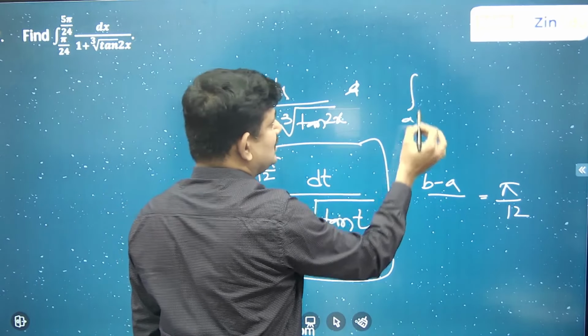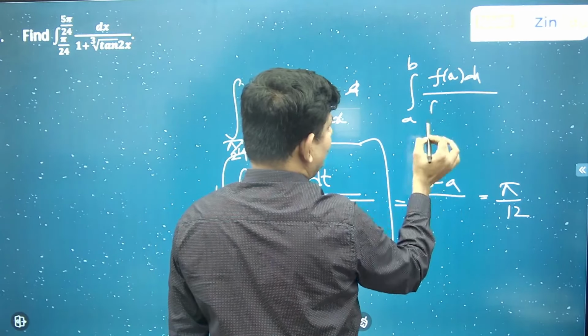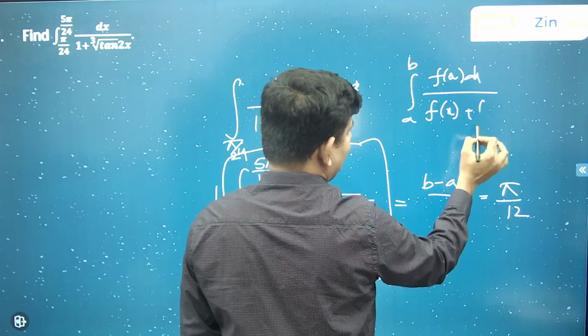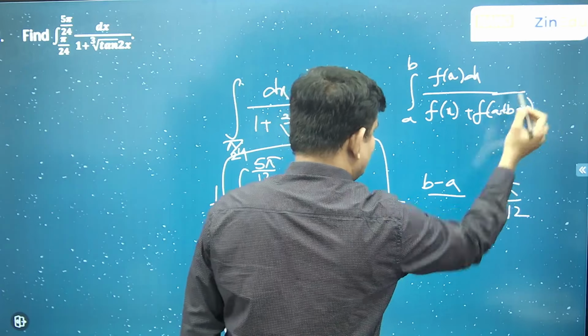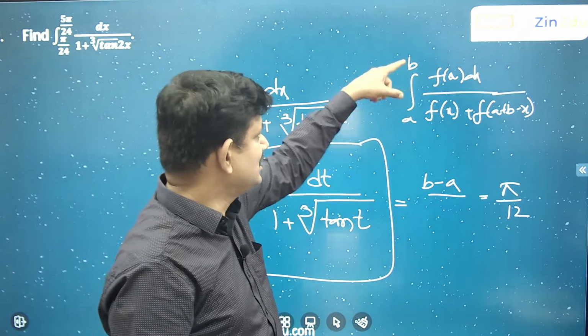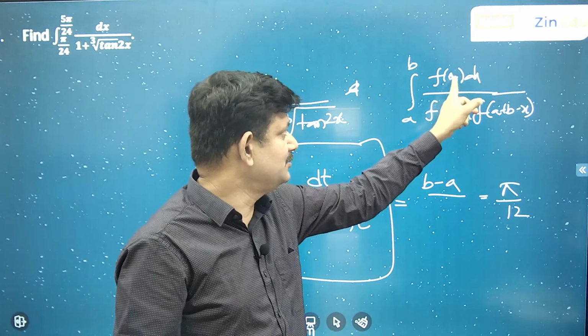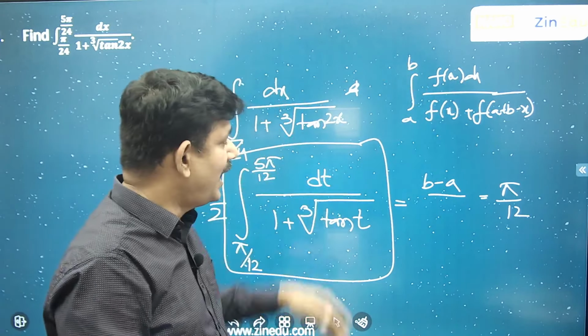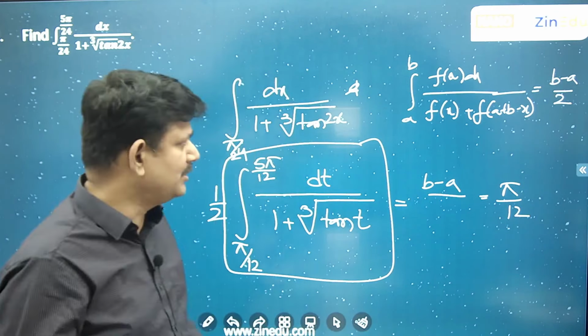Remember this: integral a to b, f of x dx divided by f of x plus f of a plus b minus x. Whenever you are getting this question, a most regularly asked question, what happens? You can replace x by a plus b minus x. Denominator remains unchanged. Numerator becomes f of a plus b minus x. If you add both of them, this cancellation happens. So finally, the answer you will get is b minus a by 2. This result, if you remember, that is sufficient.